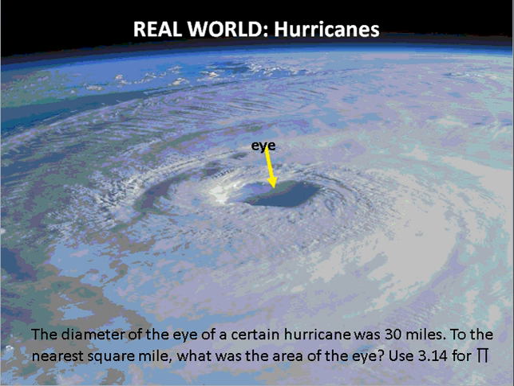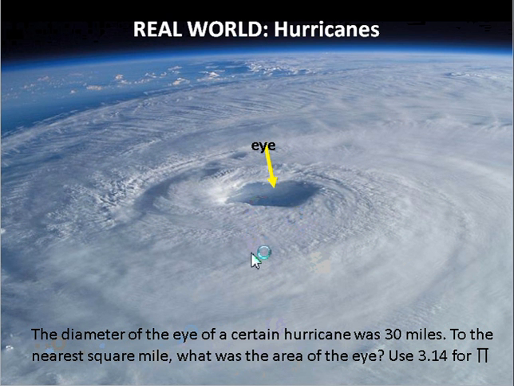We have another real life scenario, and that's the hurricanes. In the fall is hurricane season for us, and we hear a lot of talk. One of the things that's important is for them to measure the eye of the hurricane as well as the general diameter of the hurricane. This will tell us a lot of information about the severity of the hurricane. This is actually a shot from space, and right here is the eye of the hurricane. The diameter of the eye of the hurricane was 30 miles. To the nearest square mile, what was the area of the eye using 3.14 for pi?